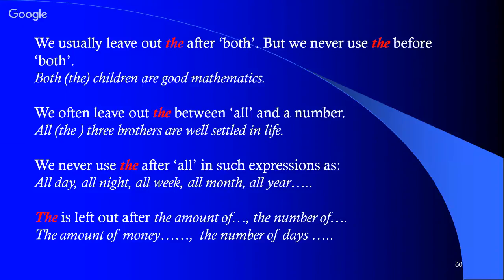We often leave out the between all and a number. All the three brothers are well settled in life, or you can simply say all three brothers. We never use the after all in such expressions as all day, all night, all week, all month, all year. You cannot say all the day, just all day. The is left out after the amount of, number of: the amount of money, you cannot say the amount of the money. The number of days, not the days.